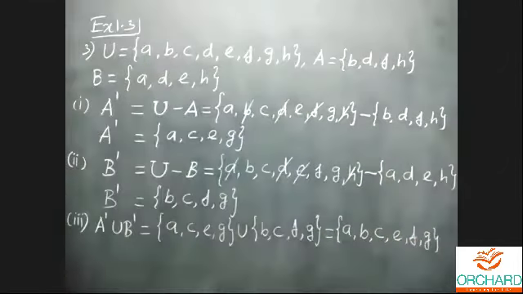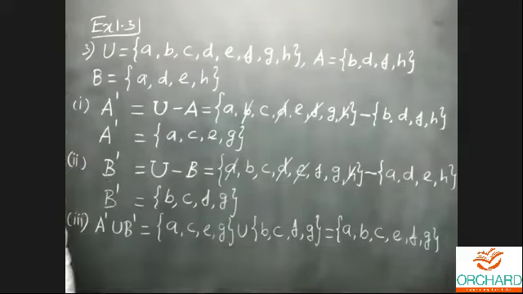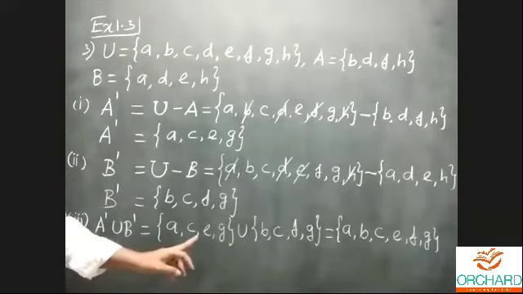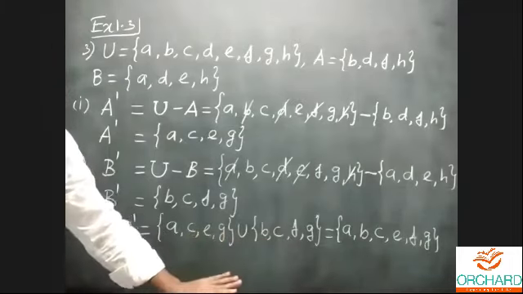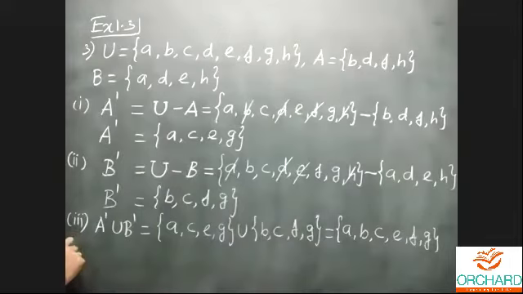This is your A dash union B dash, joining the elements of set A dash with B dash. A dash also consists of C and B dash also consists of C, but repetition of elements is not allowed inside a set. That's why I'll write only one C. Next, fourth subdivision.